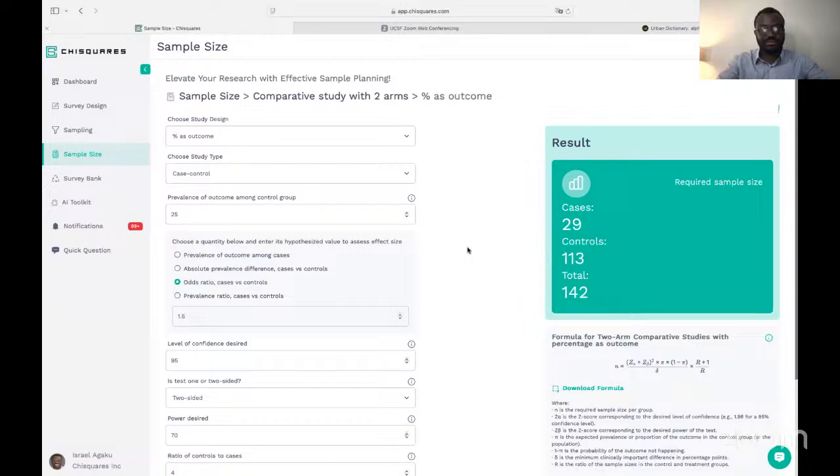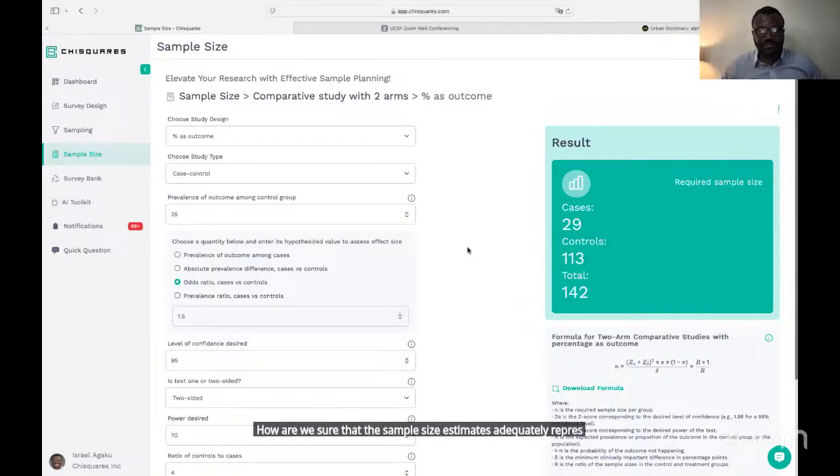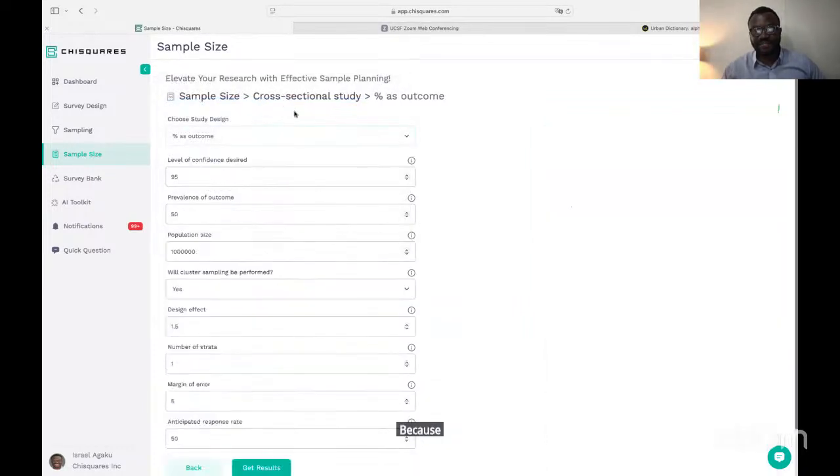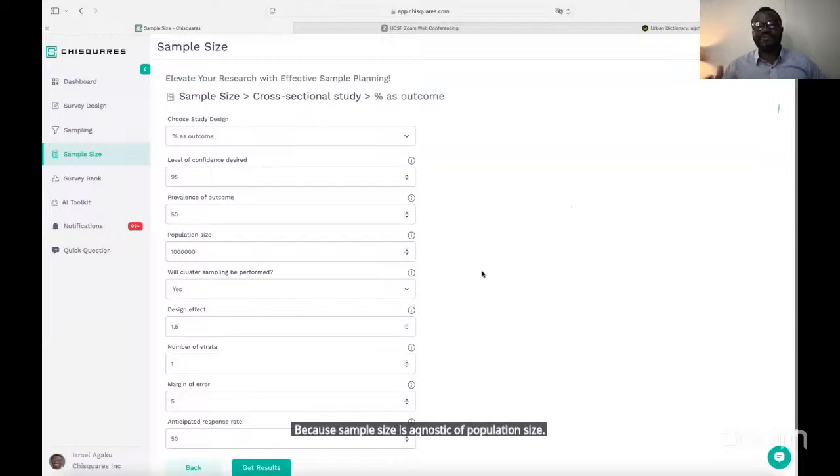Oops. Why are we calculating sample size without knowing the population size? How are we sure that the sample size estimate adequately represents the population parameter? Because sample size is agnostic of population size. Remember we said, sample size is like tasting soup. This is the analogy we gave last week.